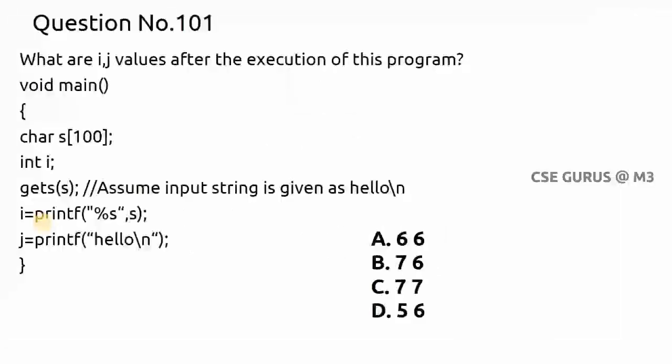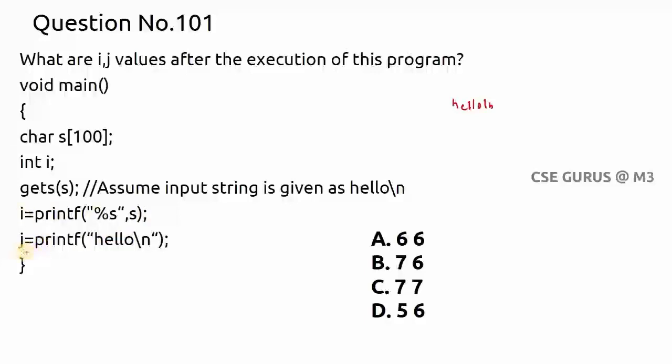Coming to question number 101. What are the i and j values after the execution of this program? Here it is given char s[100], which is a string, and int i is a variable of data type integer. I have taken gets to read a string. Assume the input string is given as hello\n. So I am giving input as hello and \n. Now i = printf("%s", s), j = printf("hello\n"). So what is the i value and what is the j value?